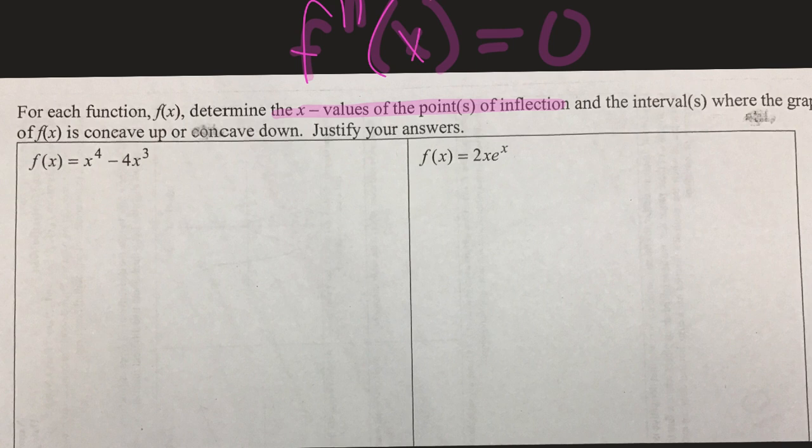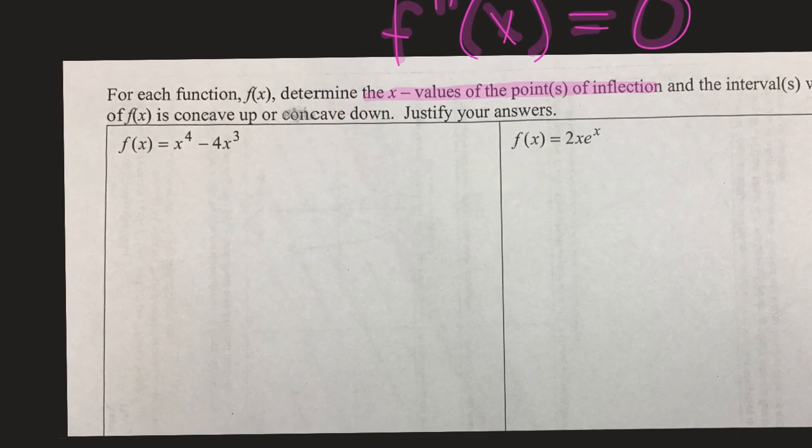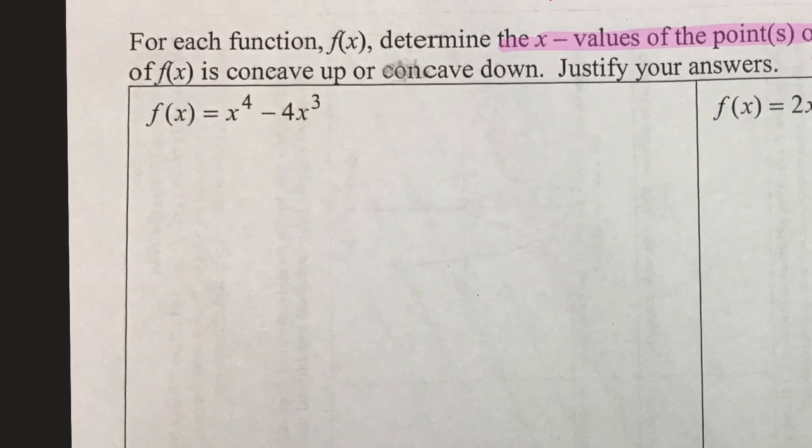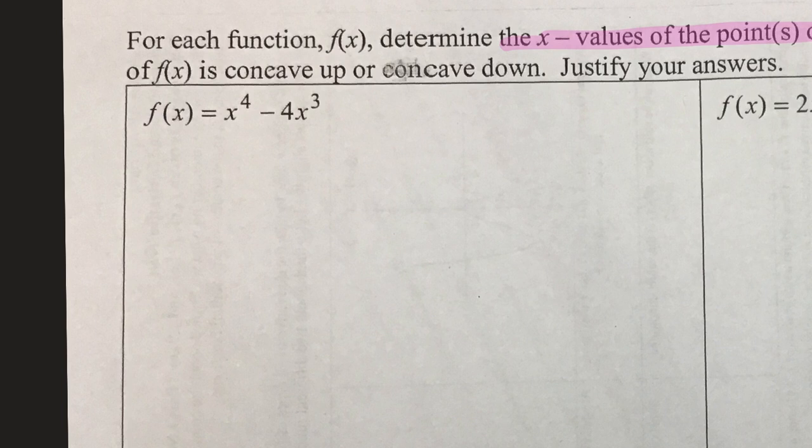Okay, if the second derivative is 0, that's where we're going to find your points of inflection. So we are going to take some derivatives. Our first one is x to the fourth minus 4x cubed, a nice polynomial. So f prime is 4x cubed minus 12x squared.